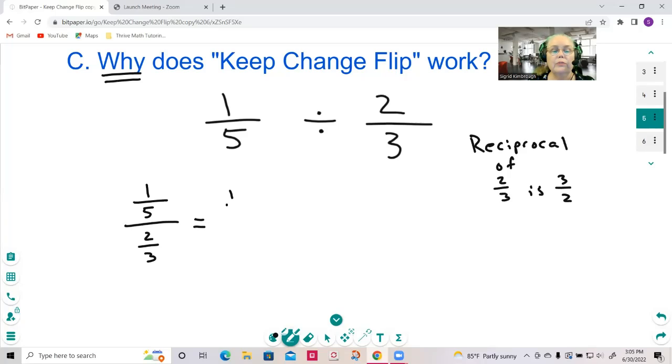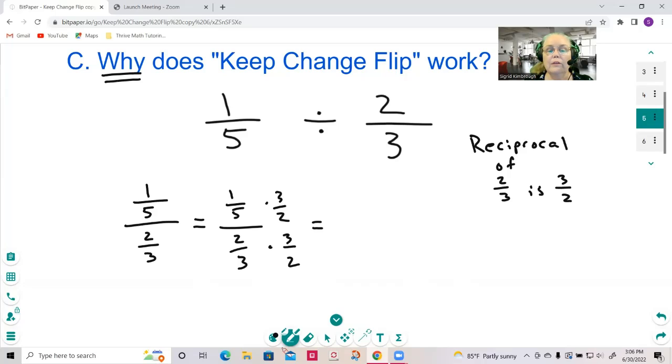So let me just rewrite this here. And so we're going to multiply this by 3 over 2 and multiply this by 3 over 2. So we're not changing the value of this statement. We don't want to change the value of the overall operation. So let's see what we get.